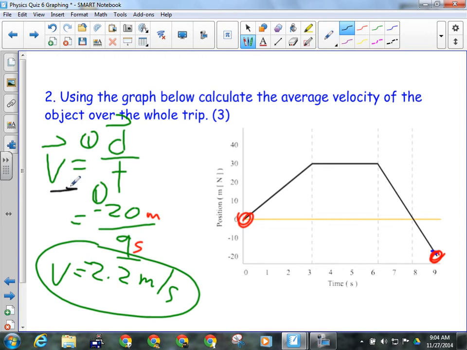So we're dealing with v equals d over t right now. Our initial position is right here at 0 meters. Our final position is here at negative 20 meters. That means that our overall displacement is negative 20 meters. That took 9 seconds. So if they have negative 20 over 9, give them a mark for that. And the final answer for their third and final mark is negative 2.2 meters per second.